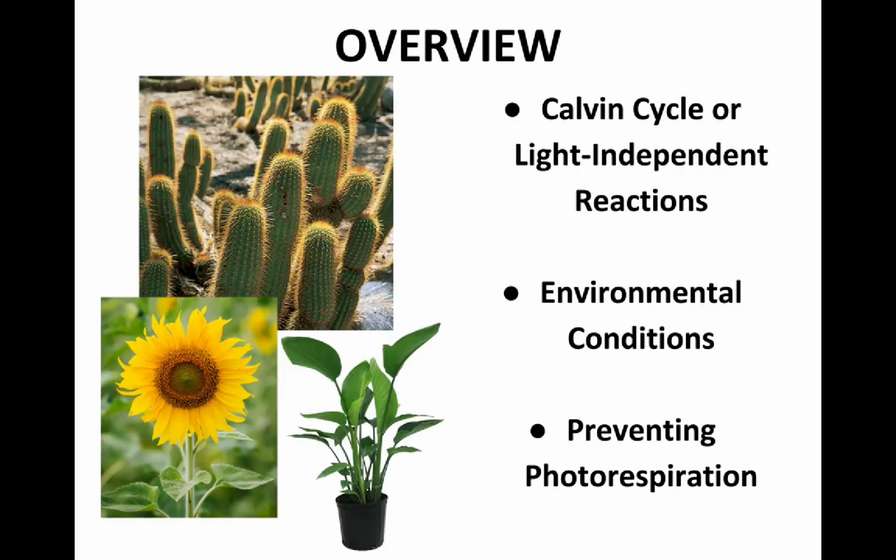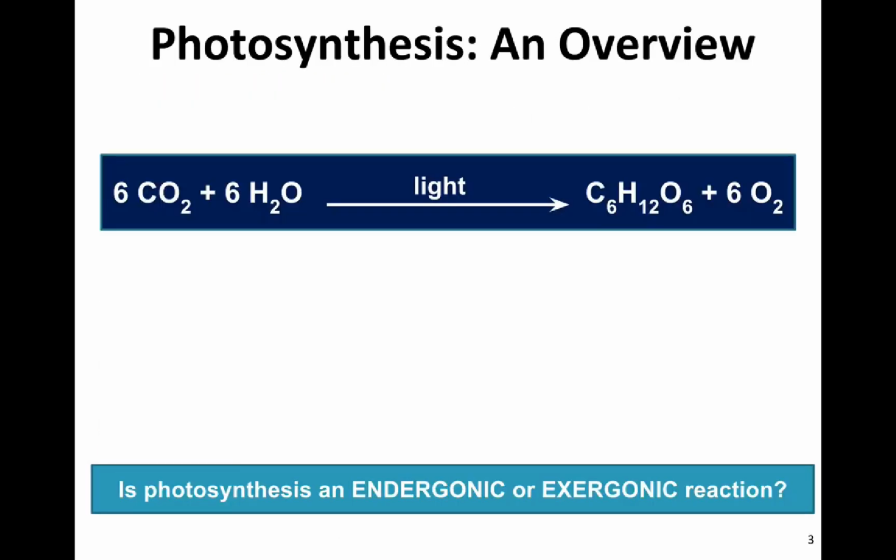And then the last thing that we're going to talk about is a few ways that plants have tricked the mechanism of converting CO2 into glucose into working better as a result of this process that is pretty harmful to them. It's called photorespiration. So I'll just start with an overview to bring you back to the equation of photosynthesis.